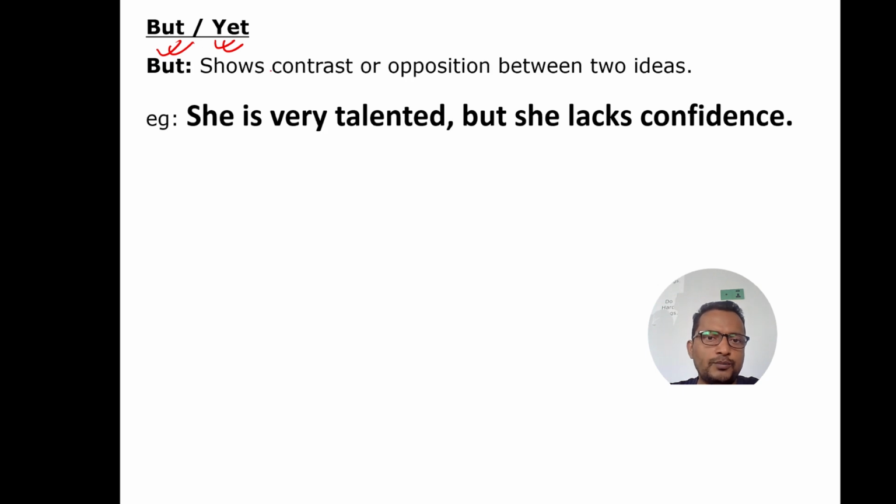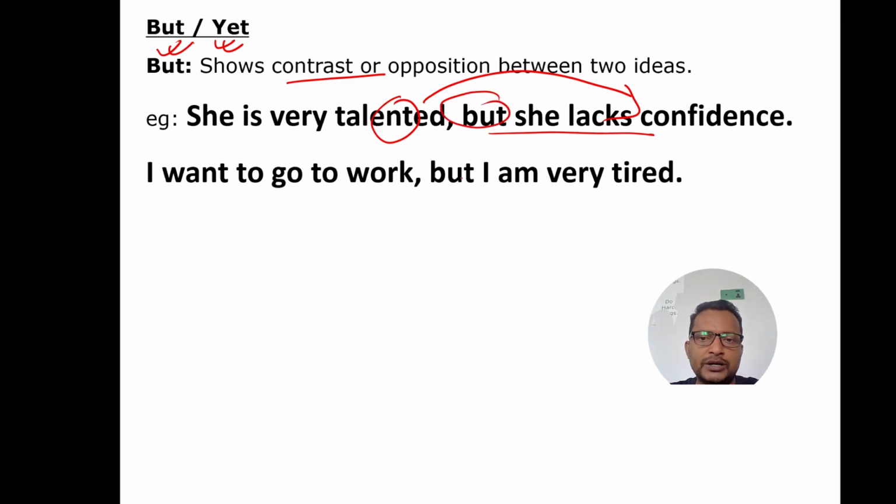Okay, so now let's move to another concept, but and yet. Most of the people will also confuse but and yet. So what is but? But shows the contrast or the complete opposite. She is very talented, but she lacks confidence. Generally the expectation is, a talented person should also possess confidence, right? But she is very talented, but she lacks confidence. I want to go to work, but I'm very tired. See, it shows the complete contrast, right?